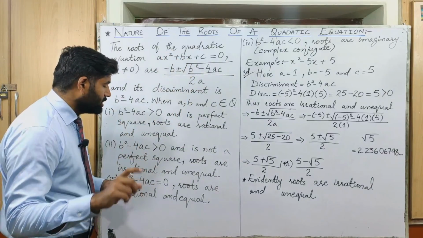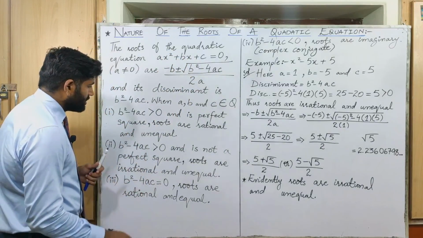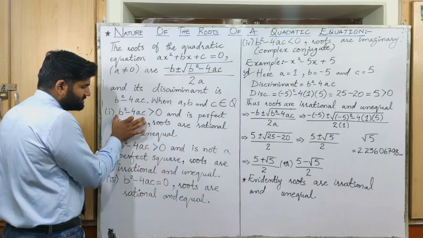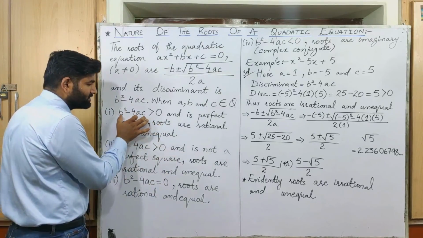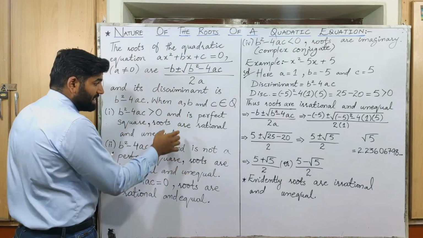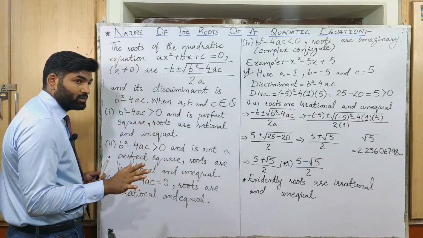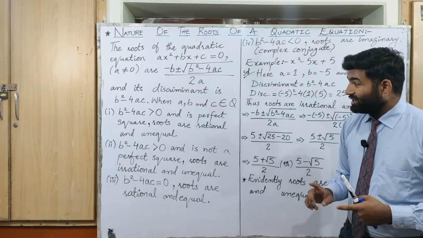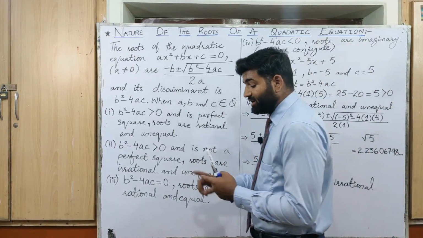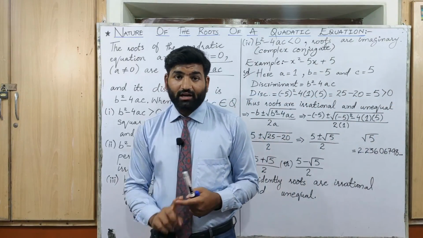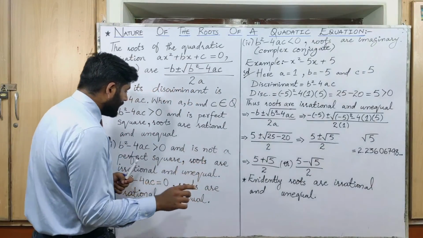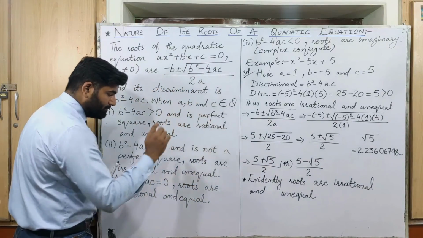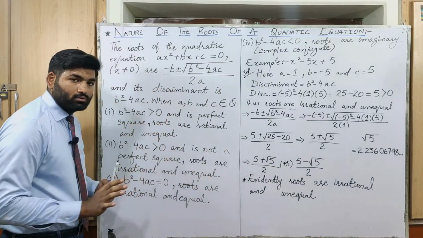The first condition is that the discriminant b square minus 4ac is greater than 0 and is a perfect square. Then our roots are rational and unequal.